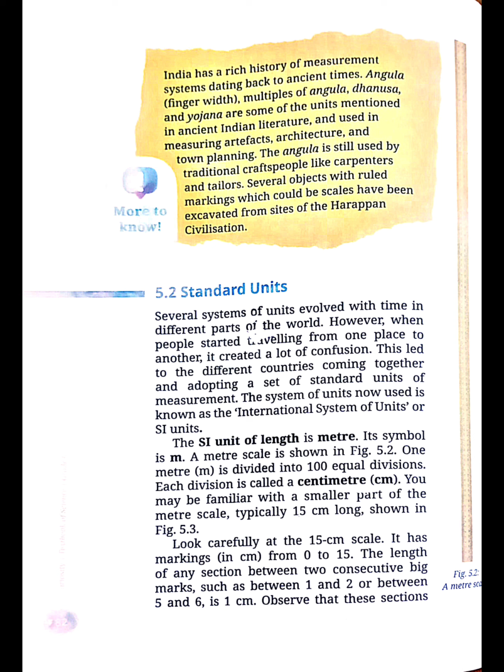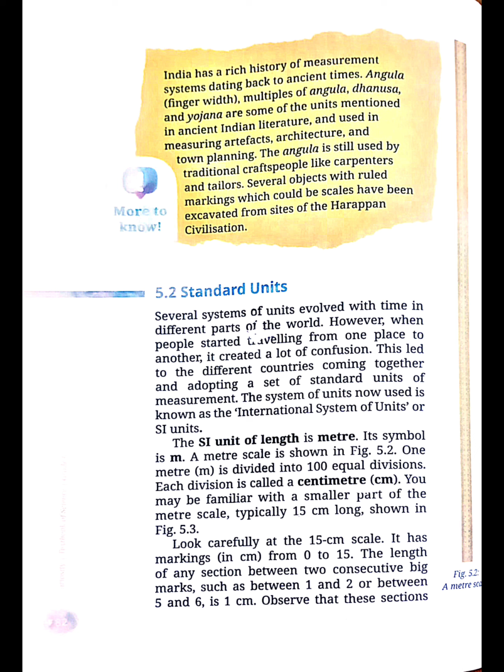Several systems of units evolved with time in different parts of the world. However, when people started traveling from one place to another, it created a lot of confusion. This led to different countries coming together and adopting a set of standard units of measurement.